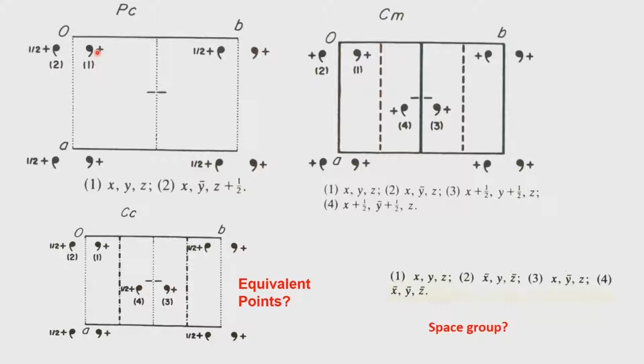You have the position x, y, z, and now what you do is you operate the mirror symmetry. The mirror symmetry will take it to the other side, and then it will not stay quite there. It will move along some direction. The direction in which it will move is given by half here. That means it is moving half the distance along the c direction, since this space group is Pc.